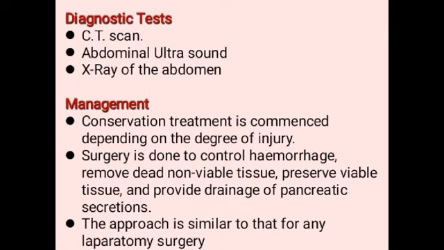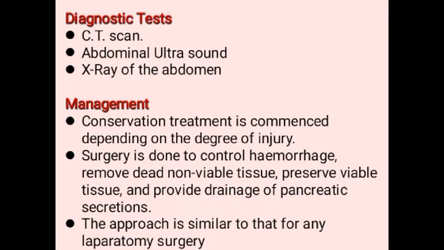Also, to preserve the viable tissues, to ensure that the tissues of the pancreas that are still alive are preserved and prevented from dying or necrosis, surgery can also be done. And also to provide drainage of the pancreatic secretion. For example, if there's a blockage in the ducts of the pancreas, to allow those contents like the pancreatic juice, so as to make the duct open and allow the secretion to drain into the duodenum, surgery can call attention in this case.